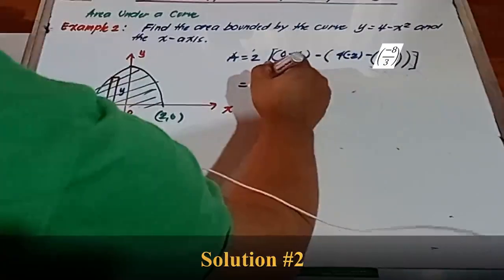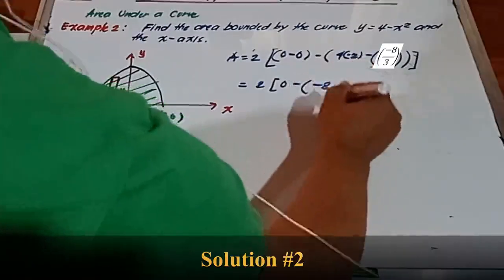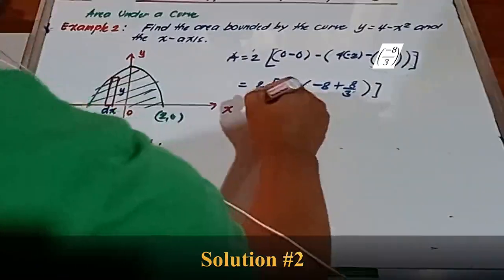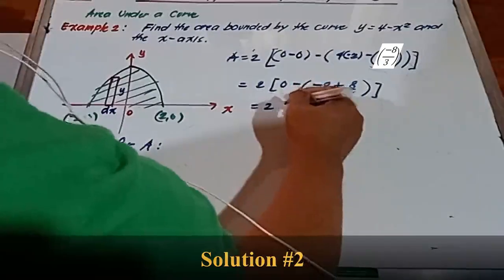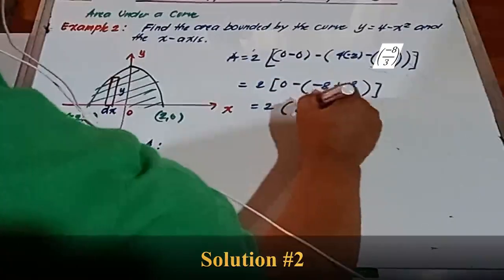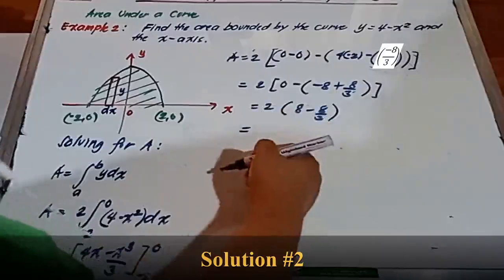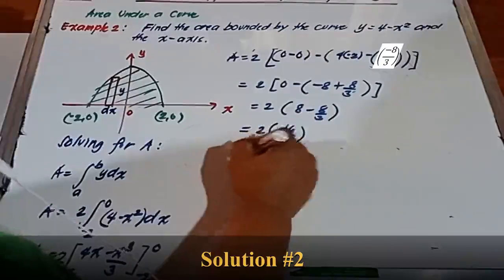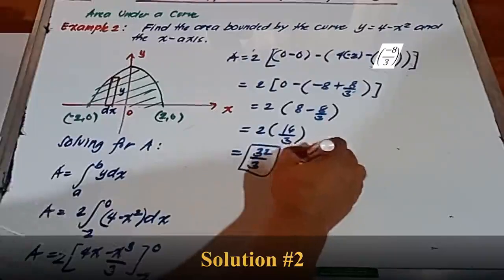So, we have 2 times 0 minus negative 8 plus 8 thirds. Okay? So, we have 2. This will become positive. So, alam mo natin, positive, negative. So, 8 minus 8 thirds. So, this is 24 minus 8 is 16. So, 2 times 16 over 3. So, we have 32 over 3. So, parehas ang ating sagot.